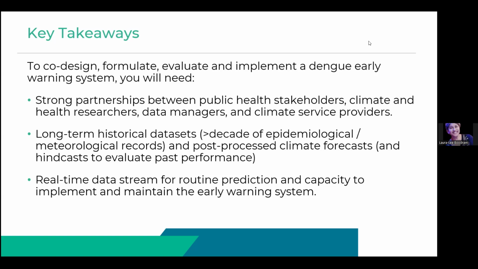Yeah, and eventually, once we're actually implementing these different models, we need to have a real-time data streaming process in place to ensure that routine prediction and the capacity to respond to these outputs from the models are actually being acted upon.